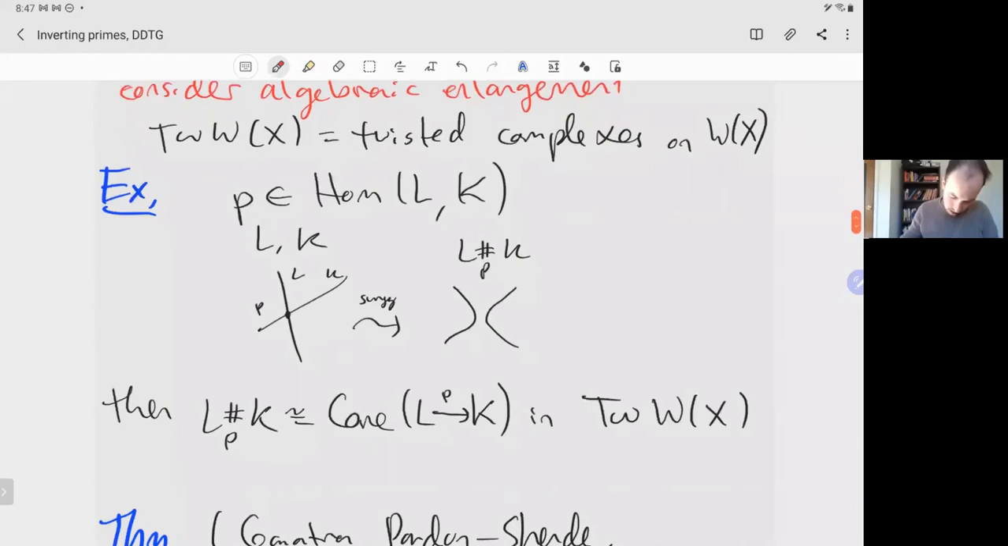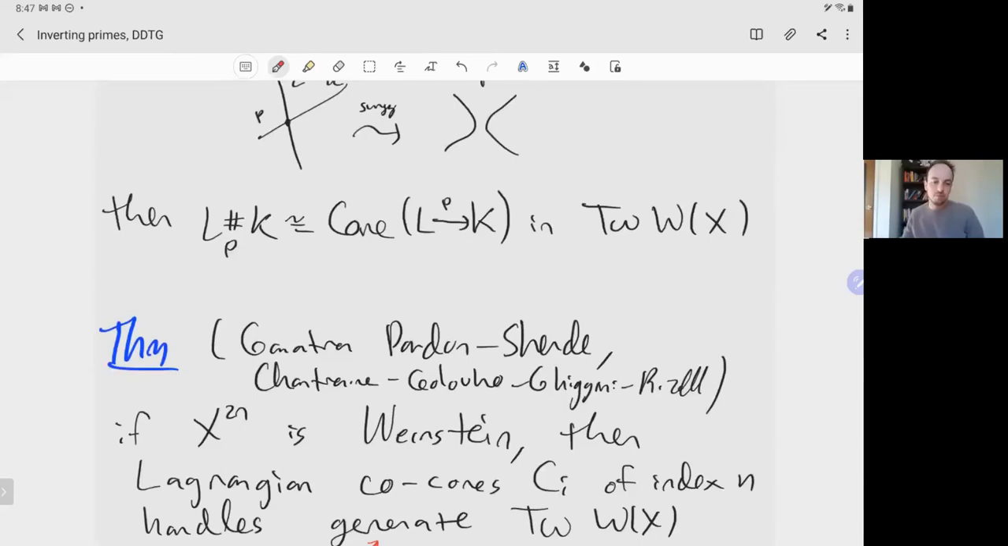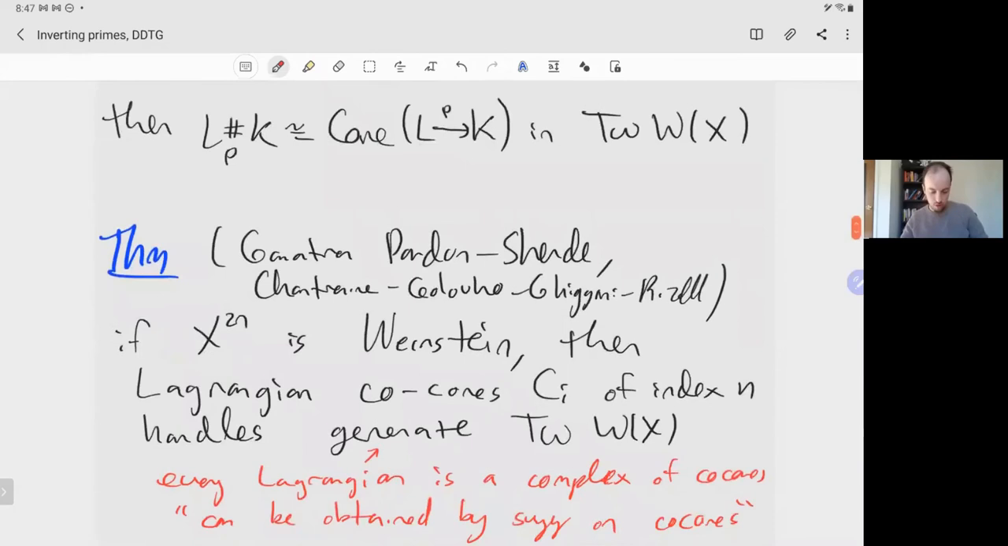Okay. So why is considering this algebraic enlargement helpful? Well, there's a theorem of two groups of people that says that if X is Weinstein, then the Lagrangian cocores Ci, which are objects of the Rabb-Foucault category because they are Lagrangians with boundary in the boundary of X, of index n handles, actually generate these twisted complexes. So any Lagrangian is actually an iterated cone on these cocores. And morally, this is saying that any Lagrangian can be obtained by surgery on the cocores.